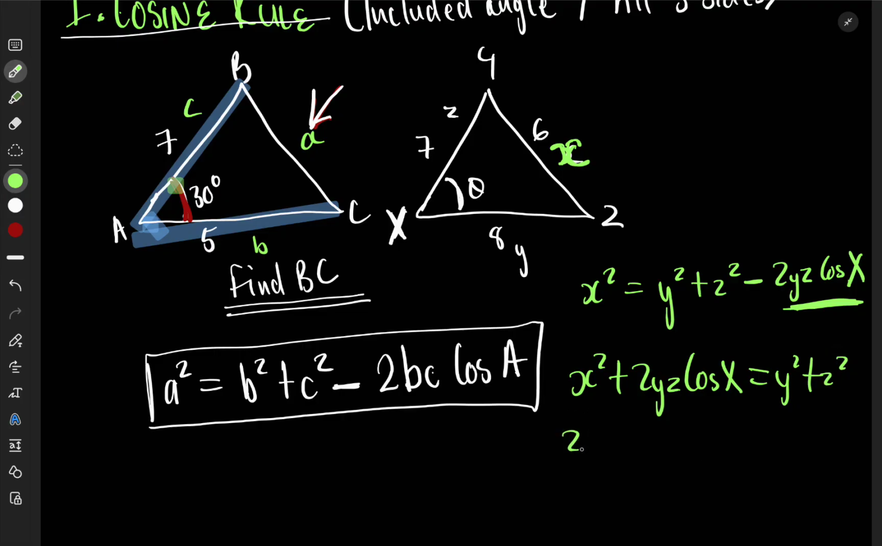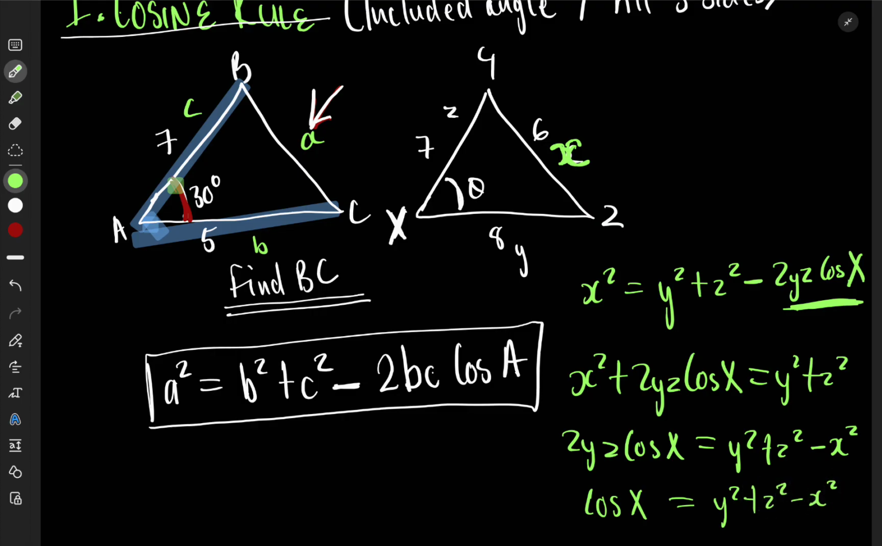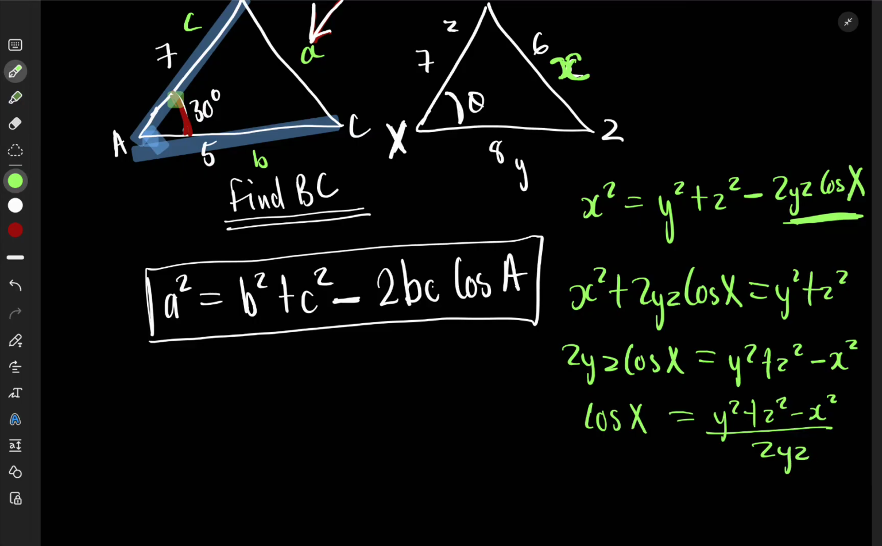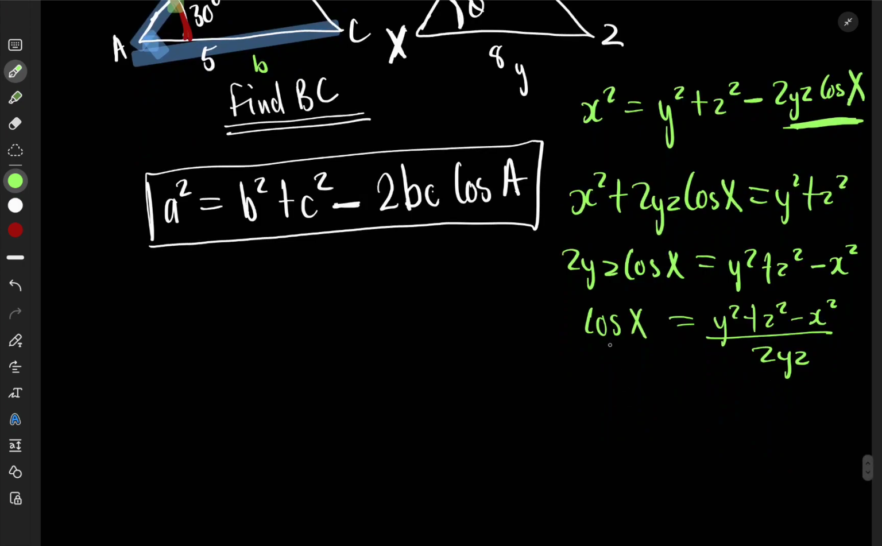Then we take x squared to the other side. You have 2yz cos x is equal to y squared plus z squared minus x squared. Then we'll take 2yz to the other side. We'll get cos x is equal to y squared plus z squared minus x squared over 2yz. Now we can calculate this first and then take cos to the other side. We have x equal to cos inverse of the answer you get from y squared plus z squared minus x squared over 2yz. You get a solution. That'll be your x, the angle, and you are done. That's how you're going to get the angle.